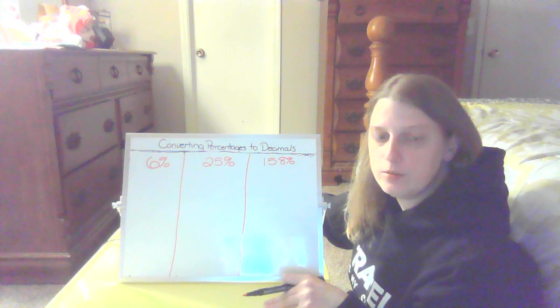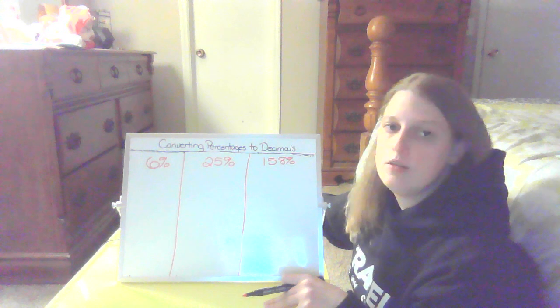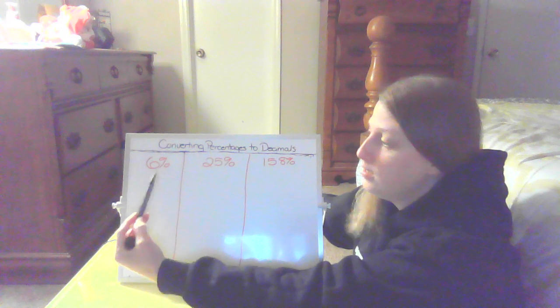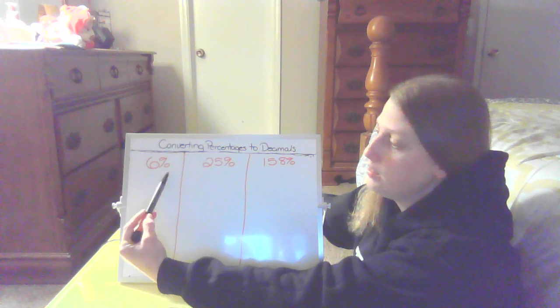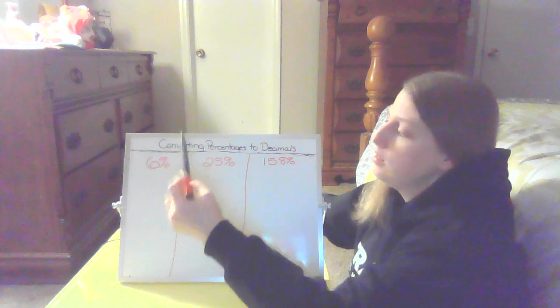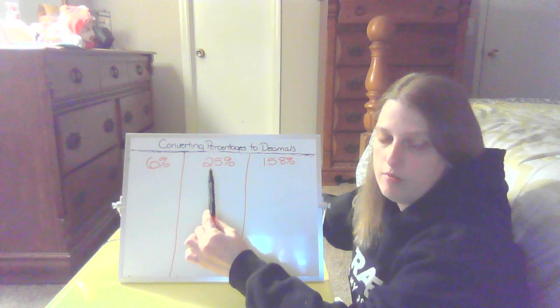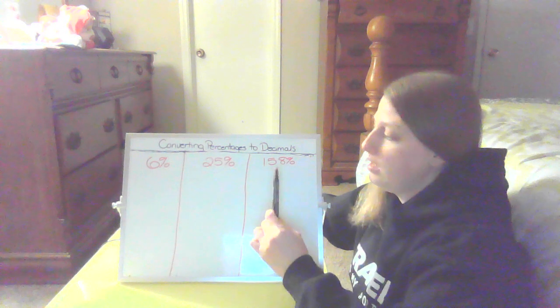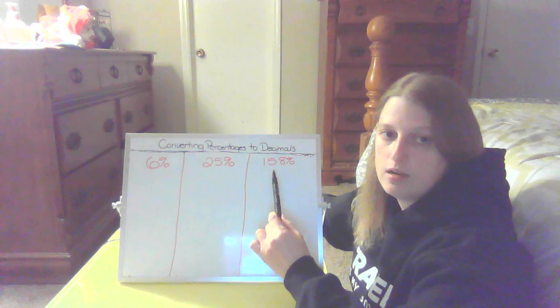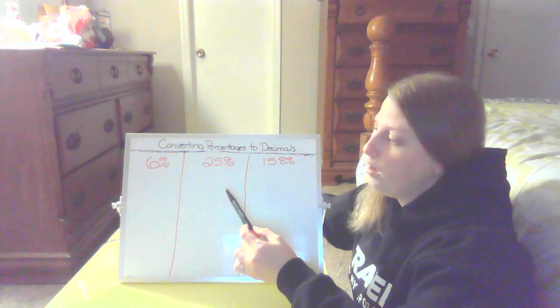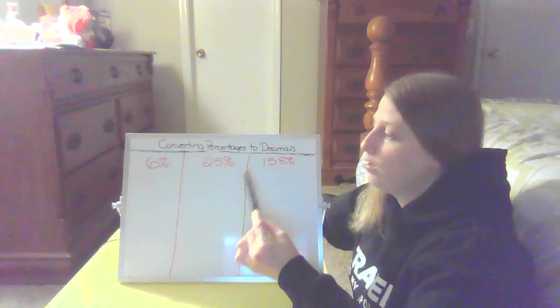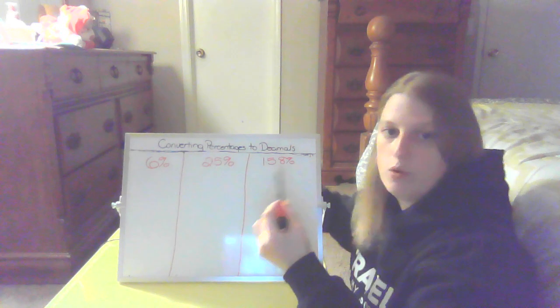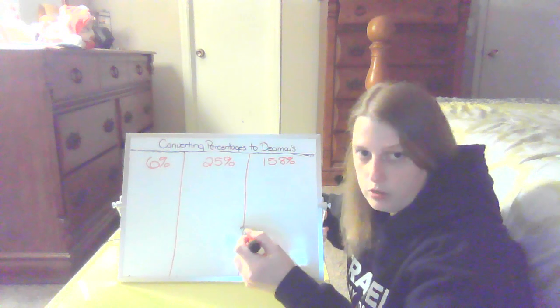Hi guys, so today I'm going to be discussing how to convert percentages into decimals using long division. Now when we see percent signs, we always know that it is of 100%. So 6% is 6% of 100%, 25% is 25% of 100%, and 158% is of 100%. So when we try to convert percentages into decimals, we always need to divide by 100.